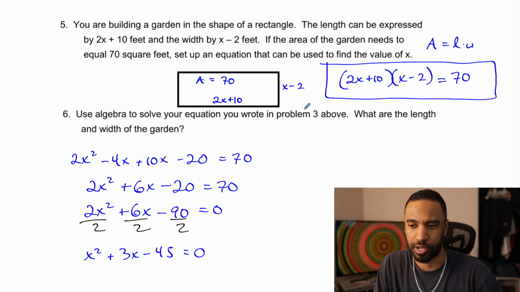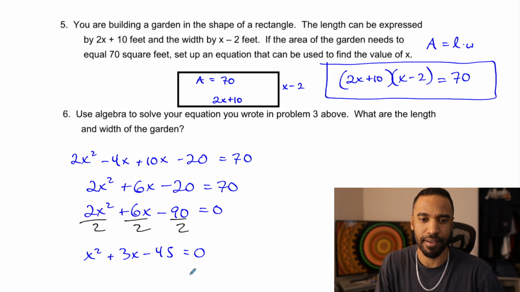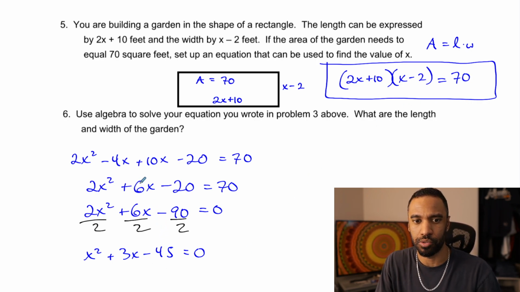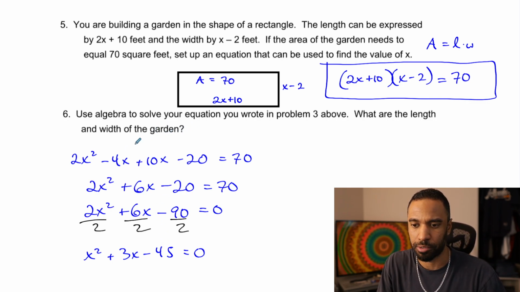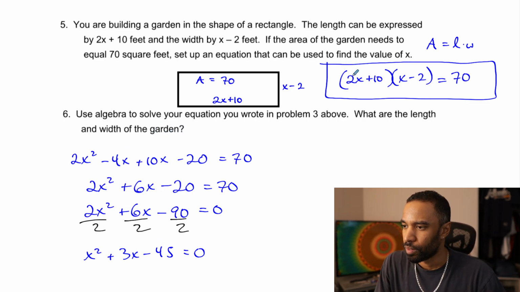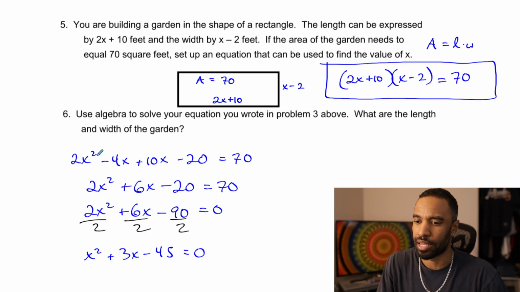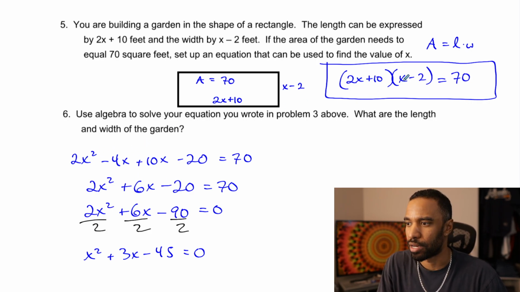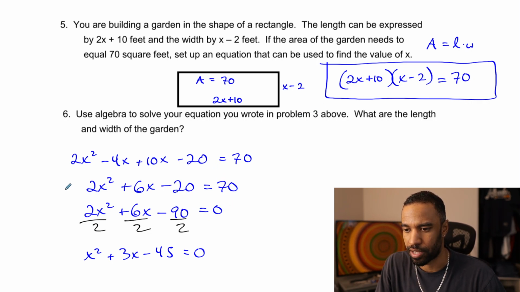So anyway, let me make sure I did the math right as well. I can't do anything with it right here, but if I factor this one down now, then I will be able to do something with it. So let's confirm I did everything right, because I might have messed up. I don't know if this is factorable here. 2x squared minus 4x plus 10x is 6x. Minus 20 equals 70. Subtract 70 is negative 90, 45.